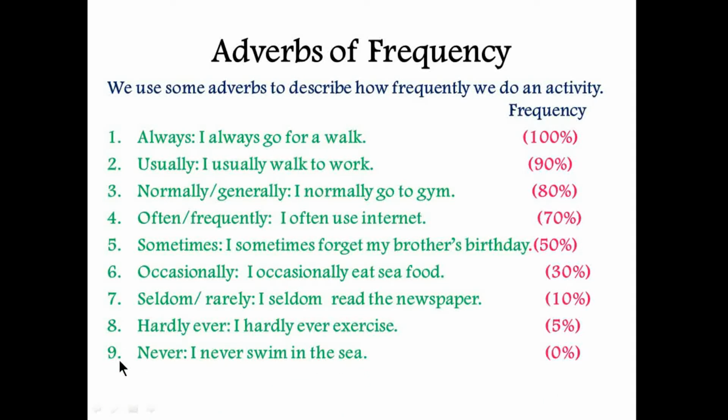So from bottom to top and top to bottom, you can see that the frequency is actually increasing. When you are using the word never, it means that you are not going to do it. So these words actually describe how frequently you do an activity. It's 0%, 5%, 10% or 30%.